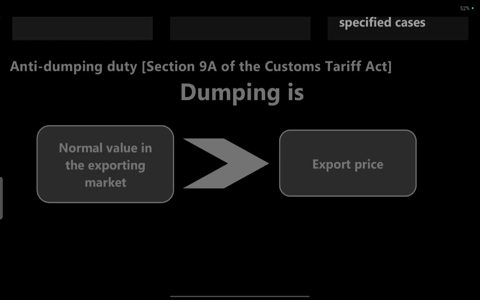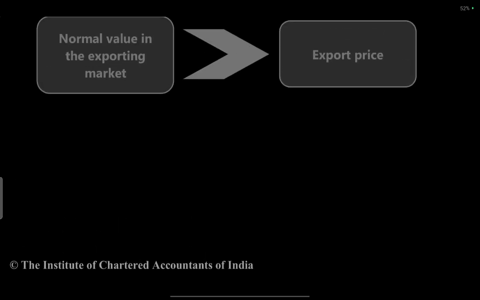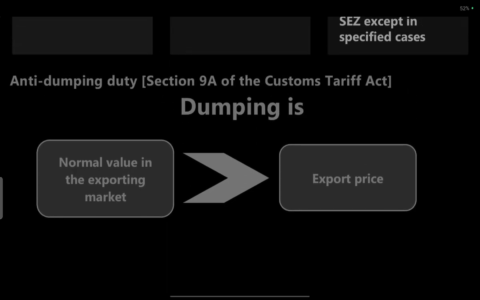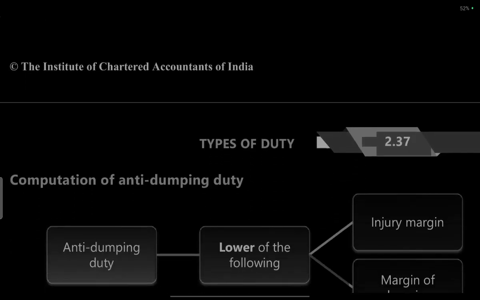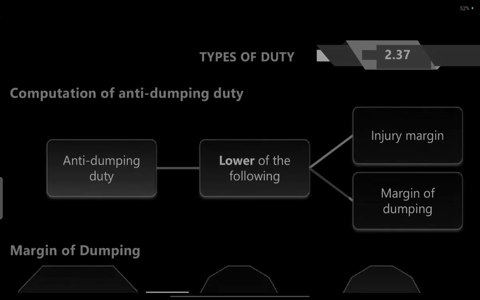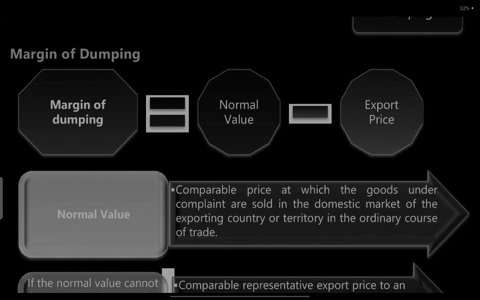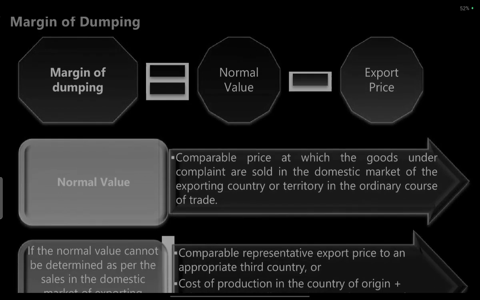Dumping is when the normal value of the exported good is higher than the export price. The computation of anti-dumping duty: anti-dumping duty is the lower of the following, the injury margin or the margin of dumping. Margin of dumping is equal to normal value minus export price.